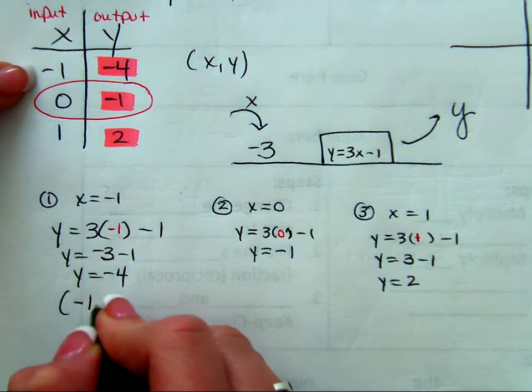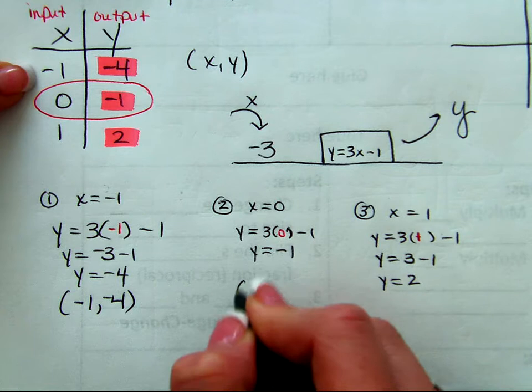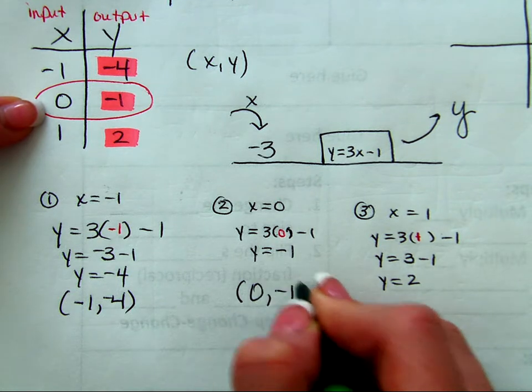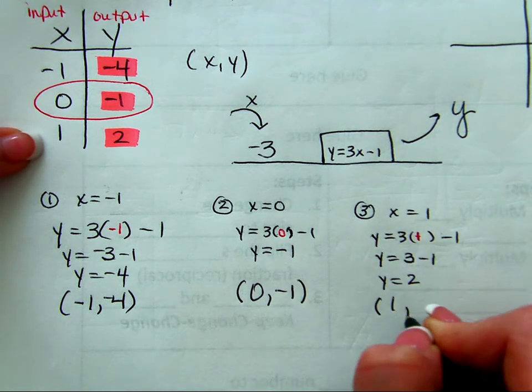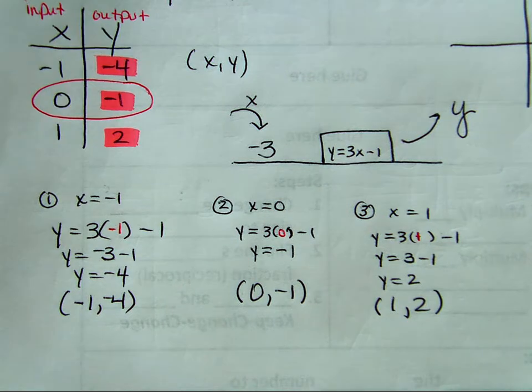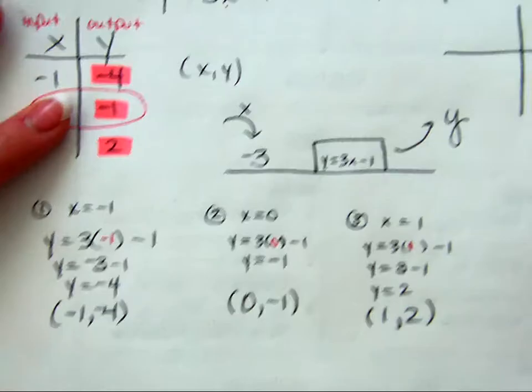When x was -1, y was -4. When x was 0, I calculated y to be -1. And when x was 1, y is 2. You have everything you need. Plot your points, and you are done. So basically, here's my graph.